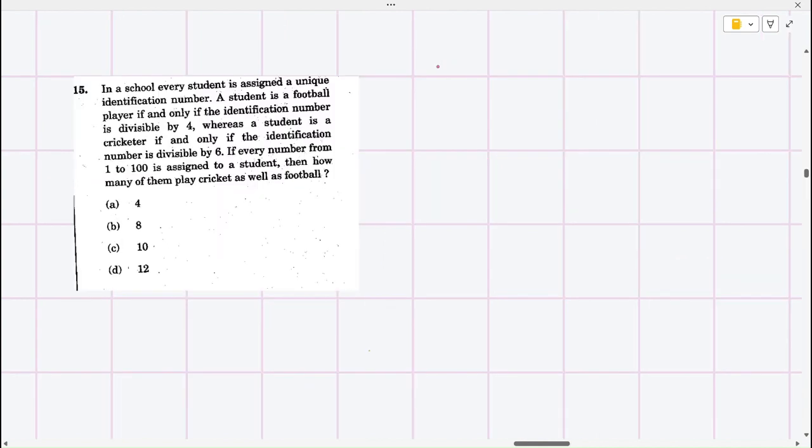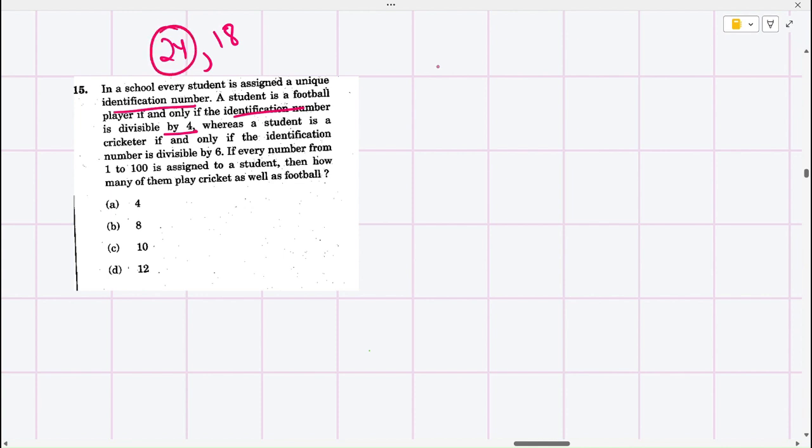Taking up the next question: in a school every student is assigned a unique identification number. So basically, all the children, we gave each of them a number. Then they say a student is a football player if and only if the identification number is divisible by 4. So suppose the identification number is 24. Suppose the identification number is 18.